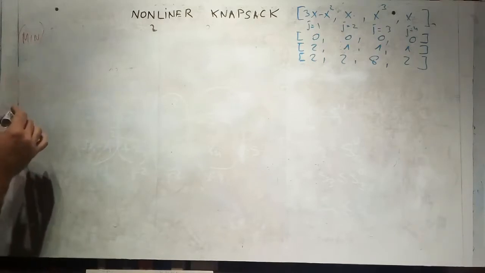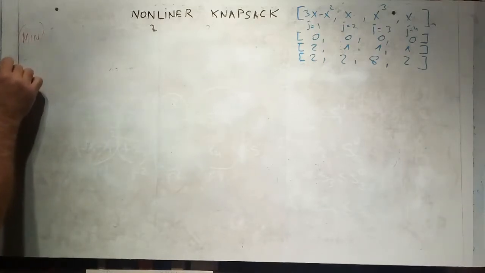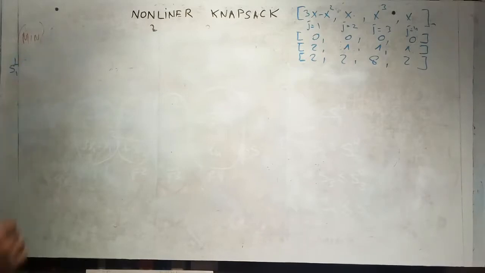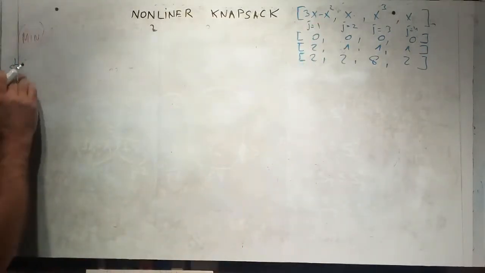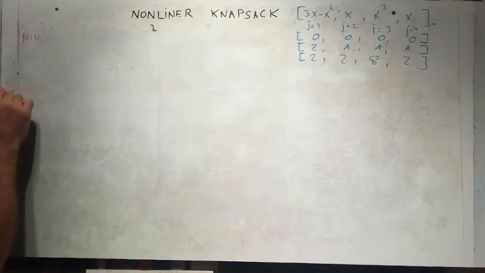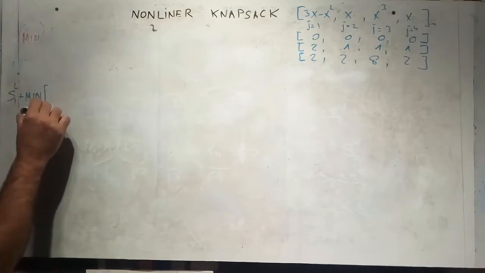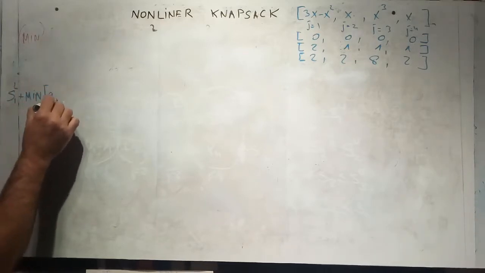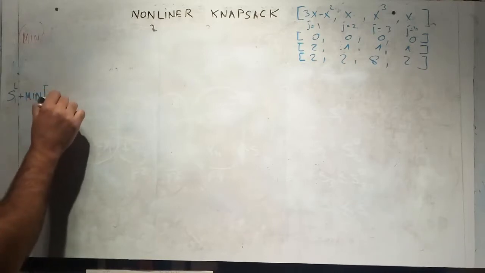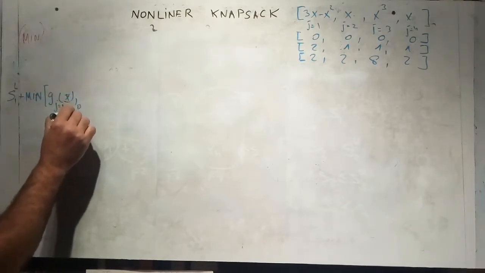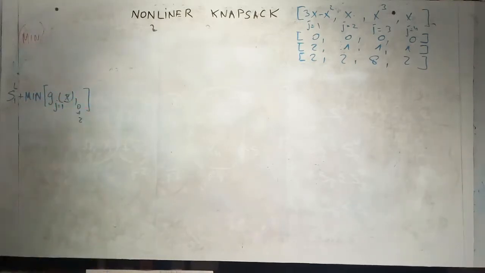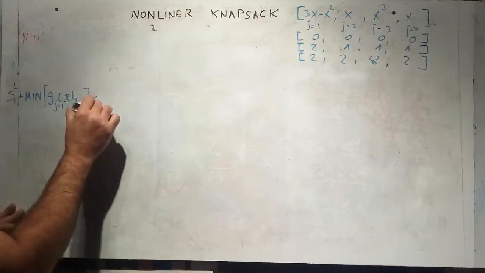The lower limit of S2 is going to be the lower limit of S1, that was 0 by hypothesis. Let me start here. The lower limit of S1 plus the minimum of G for j being 1, evaluated at x being 0, 1, 2. This is the lower limit of S2.